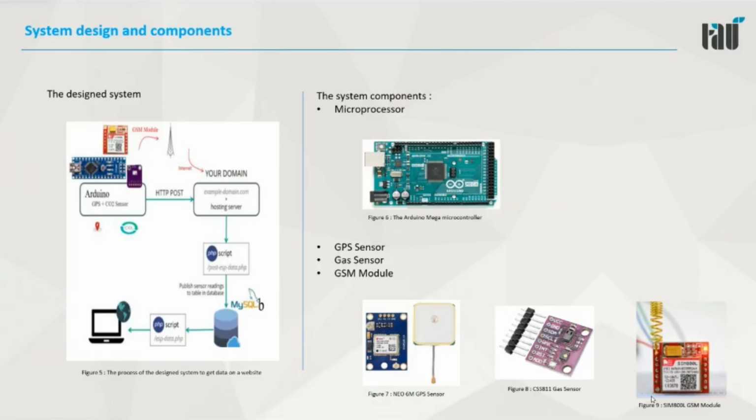The design of the system includes three sensors and a microcontroller: a GPS sensor, a gas sensor, and a GSM module to send the data to the database. For the user interface, a database will communicate with the website to display the data.